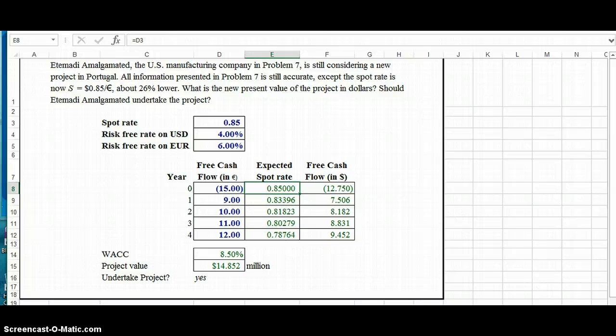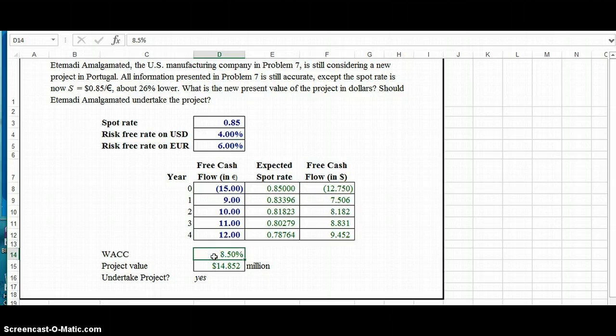It's 1 plus the risk-free rate for dollars divided by 1 plus the risk-free rate for the foreign currency raised to the power of the period times the current spot rate. So that's how you'll calculate this entire column. But look at page 715 to make sure you're following that formula correctly. Then all you do is just multiply the free cash flows times the expected spot rate.